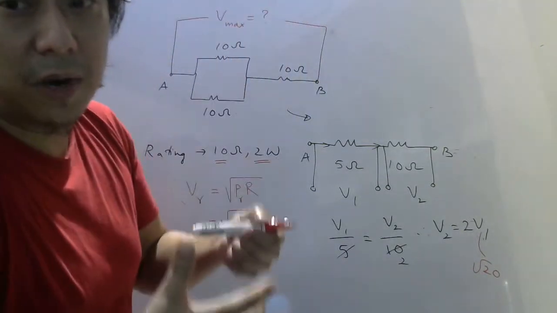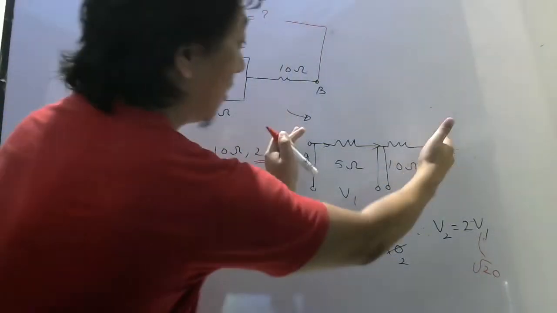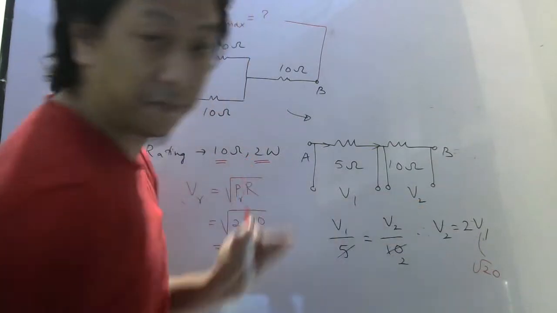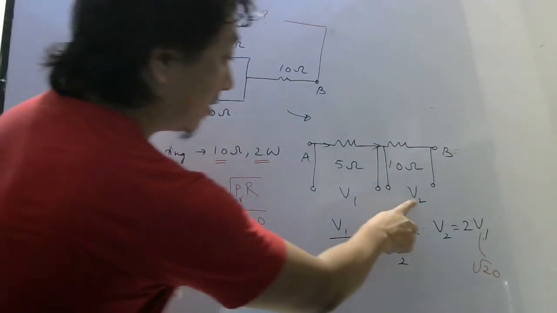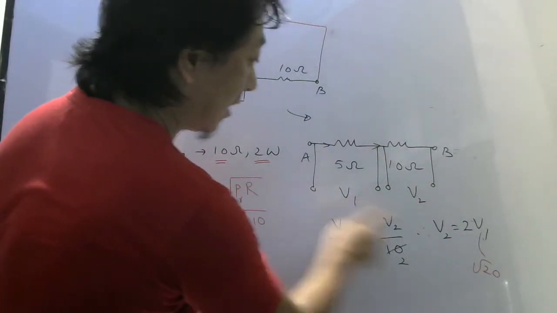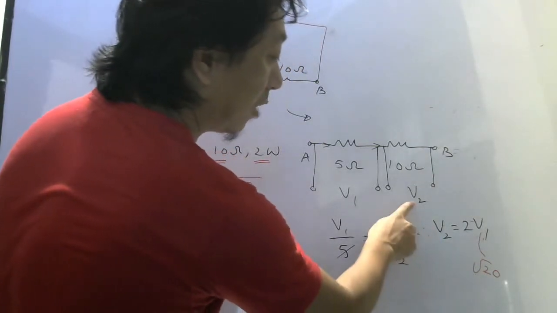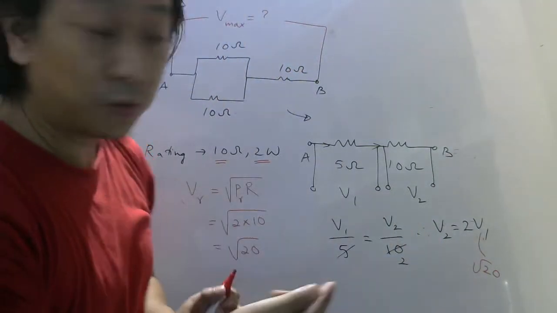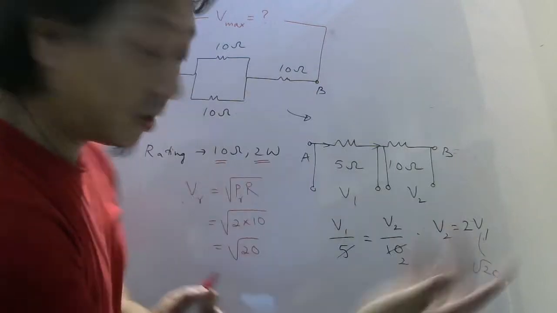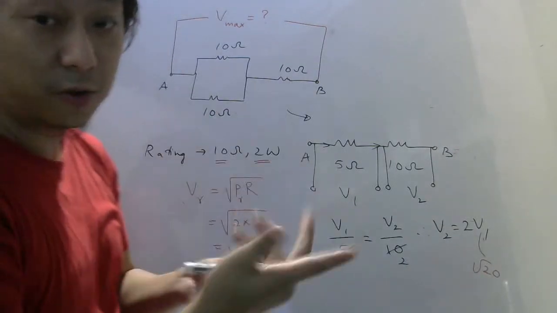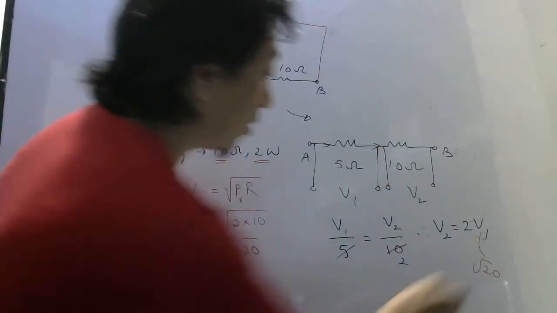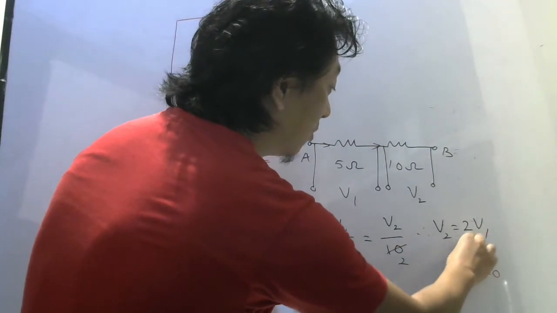Because maximum I want, no? So if you want maximum voltage here, one of these two should be maximum, right? If I take V1 as maximum, V2 will become 2 root 20. That means the 10 ohm resistor will get more than root 20, which means it will fuse. So this we should not allow.